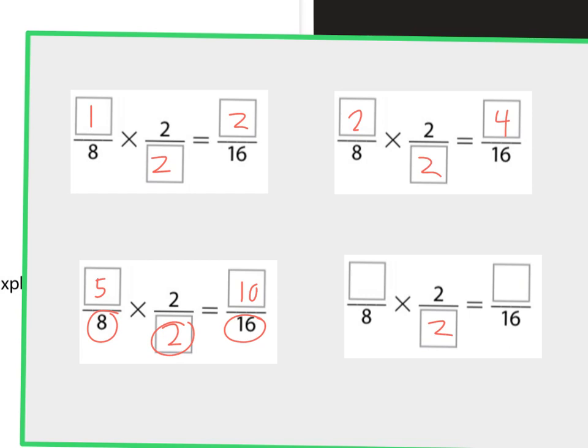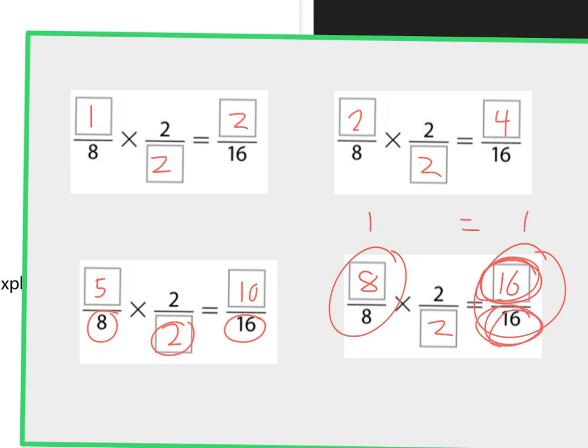The last one I'm going to go ahead and choose 8. 8 times 2 would be 16. So 8/8 is equivalent to 16/16. And really this is 1 whole is equal to 1 whole, because anytime you have the same numerator as your denominator, it will always be 1 whole.